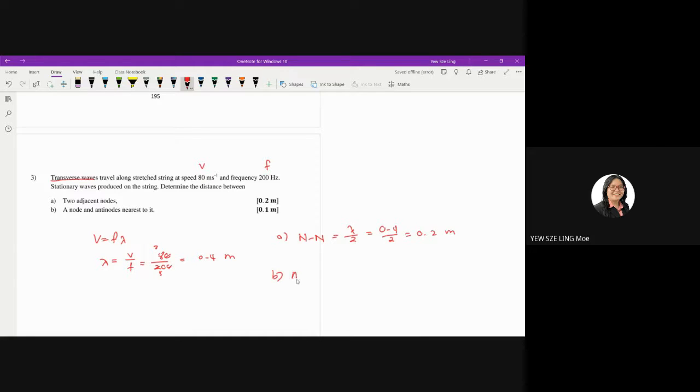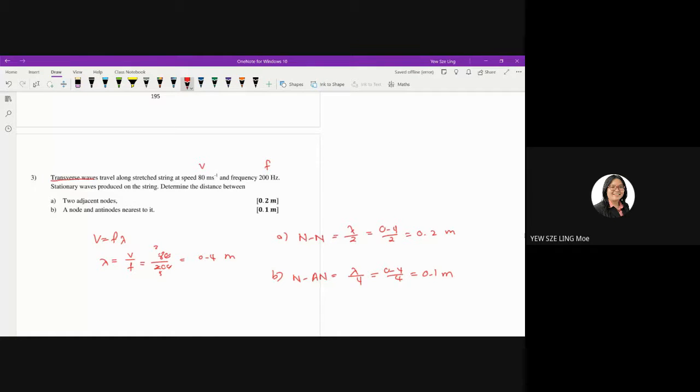For question B, the distance between a node and an antinode, we know it is equal to lambda over 4 according to the diagram. Therefore, 0.4 divided by 4, it is equal to 0.1 meter. That's it. That is how you solve it. Very simple. So again, 1 minute for you to write it down. And then the next one is the sound intensity.